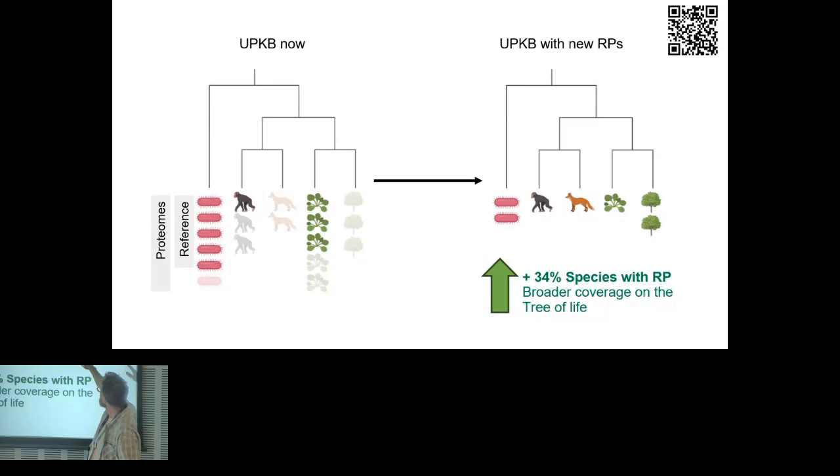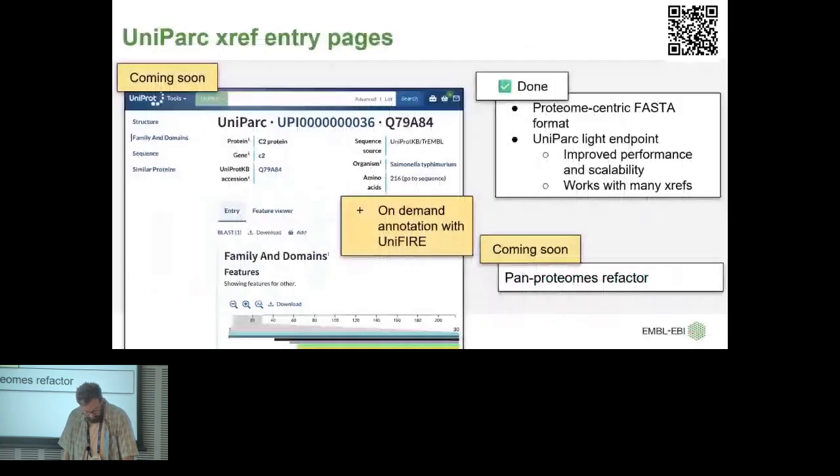Coming to the proposed plan of changes, we will have a more evenly distributed, broader coverage set of reference proteomes. The tree of life will have a 34% increased number of species with reference proteomes. We will have some user interface changes to support this. In UniParc, we will have something we're calling a cross-reference entry page. This could be for any UniProt KB entry, both reference or non-reference.